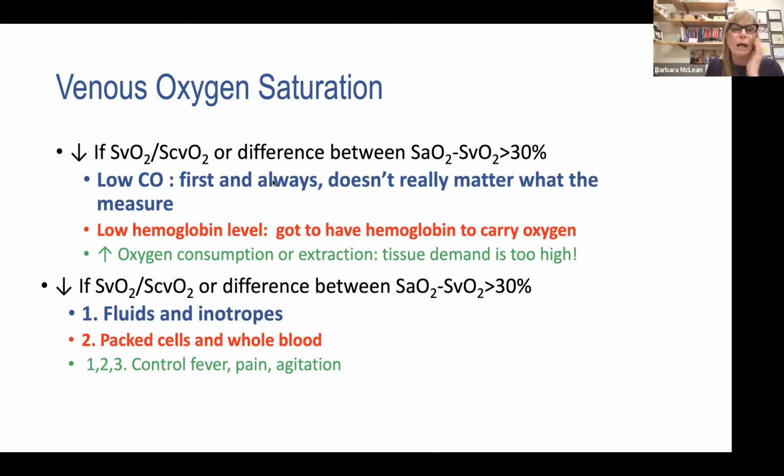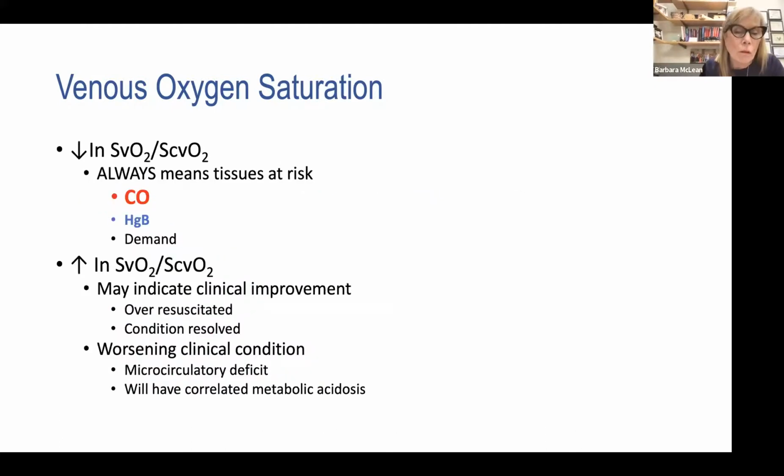And then last but not least, I'm going to try to control the amount of oxygen that you're asking for. That demand is too high. So I'm going to consider controlling your fever, your pain, your agitation. Now, I don't do that as a separate measure. I do that in conjunction with fluid and inotrope. I do that in conjunction with packed cells and whole blood, because what I want to see is your SvO2 comes up and the difference reduces. The difference reduces to less than 30%, and that you no longer have metabolic acidosis.